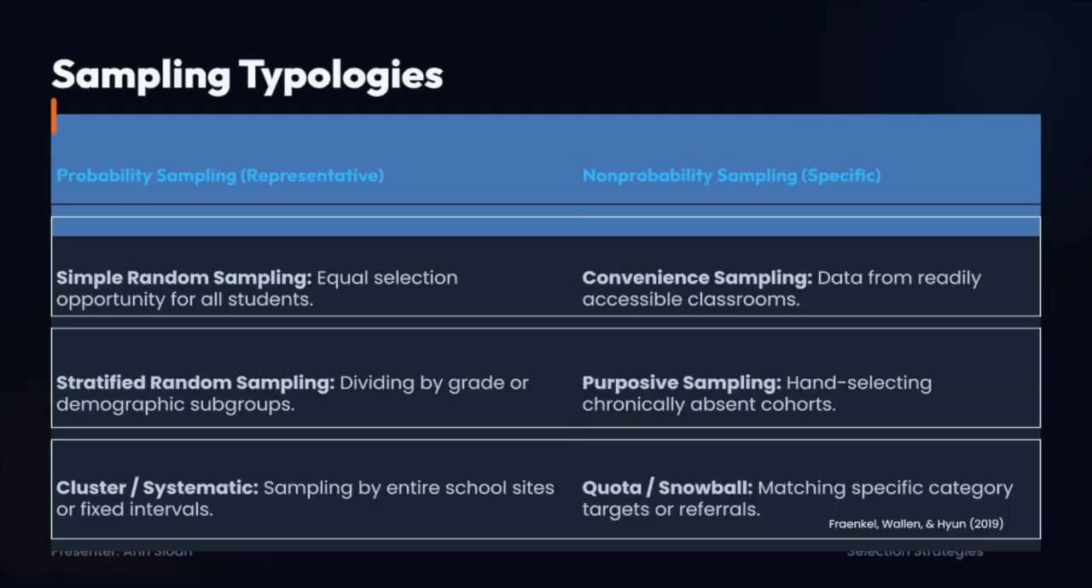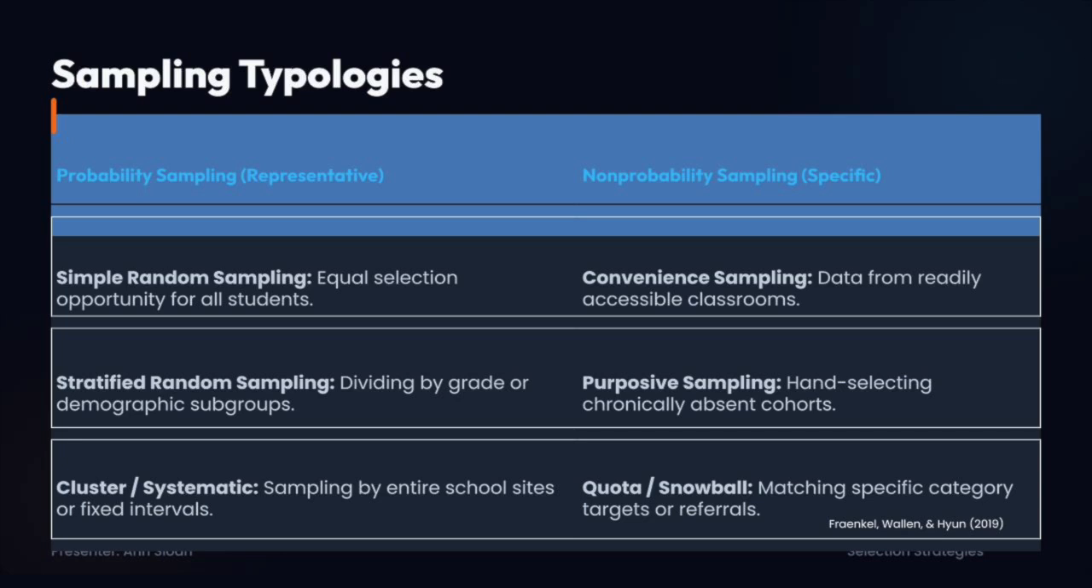To execute the design effectively, researchers must select an appropriate sampling strategy. We broadly divide these into probability and non-probability approaches. Probability methods focus on representation and give all students an equal chance of selection.